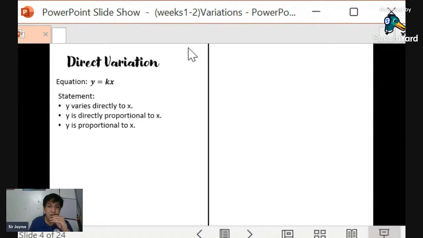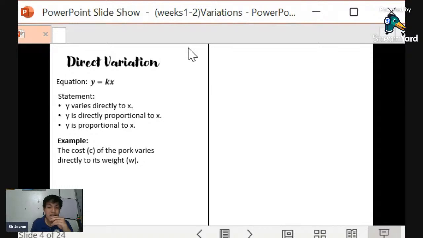Okay? So next, let's have an example. Okay, this is the example. The cost C of the pork varies directly to its weight. So ano kaya yung equation na mabubuo natin dyan? So nilagay ko na po yung variable, no? So ang variable dyan ay yung cost of the pork and yung weight. So meron na tayong variable na C at saka W. So let me see in the comment section. So ano po kaya ang equation na mabubuo natin from this statement? The cost of the pork varies directly to its weight.